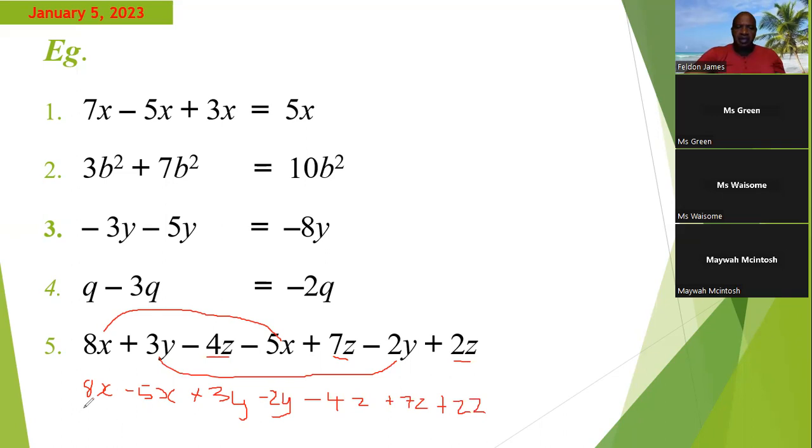Now, once you group them, you can see more clearly the terms that you're adding. So you're adding like terms. So these are like terms. You add those together. You add those together. And all of these you add together. So now you have 8 minus 5 for the x. So this will give you what? 3x. When you simplify the like terms of the x. Now here you have what? 3 minus 2 for the y. And 3 minus 2 gives you 1.